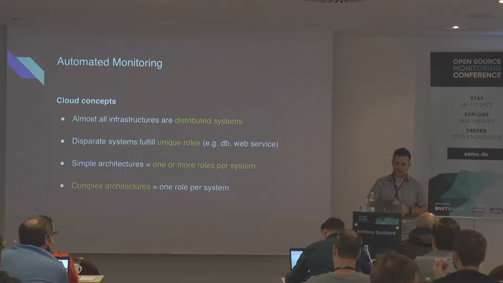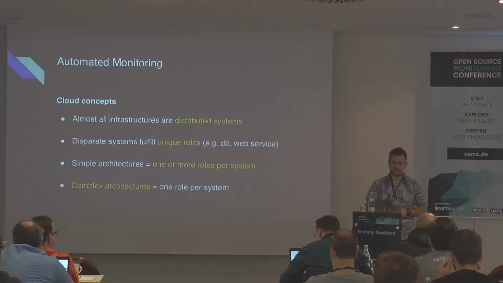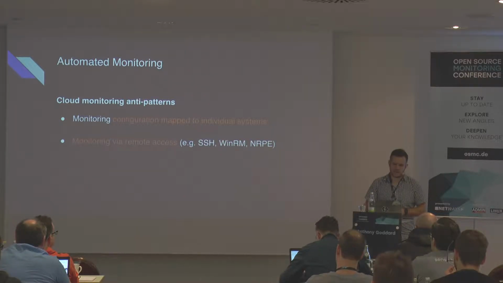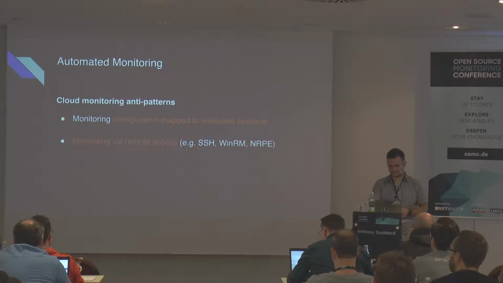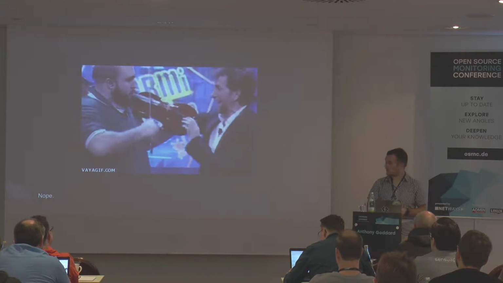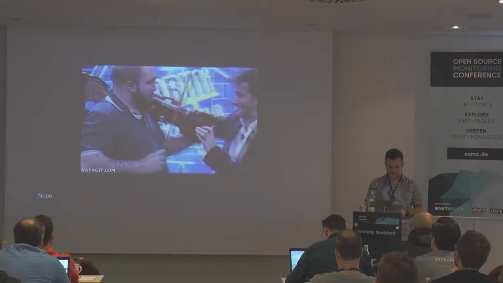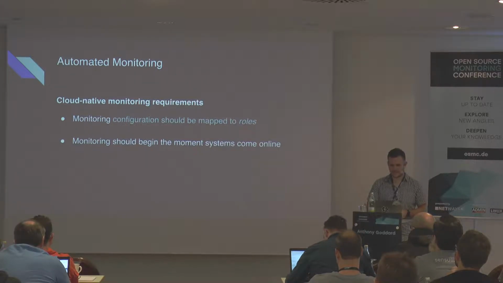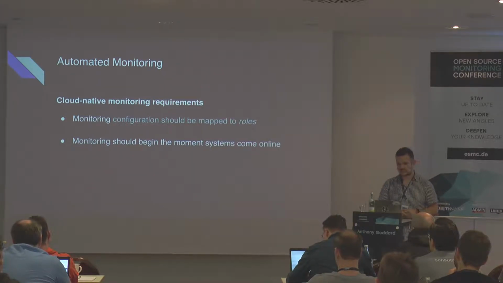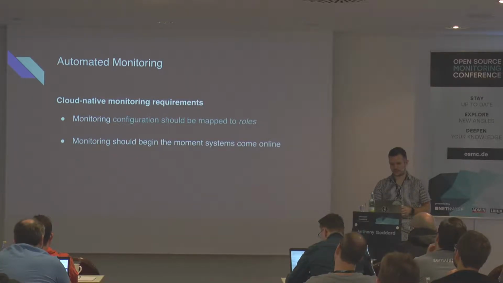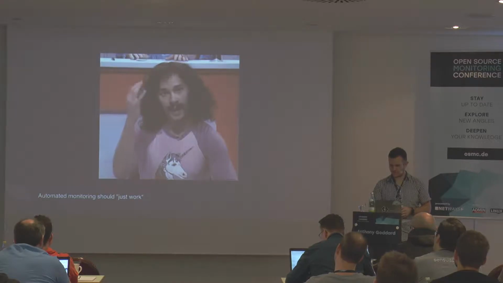So to conceptually think about how we monitor the roles versus how we monitor the systems themselves, I think is important. Some anti-patterns there are mapping configuration to individual systems, which is probably an anti-pattern versus mapping to roles. And anything that requires remote access to a specific system falls in the same vein. We feel like that is doing it backwards. So configuration should be mapped to roles, and monitoring should begin at the moment that a system comes online. It should just work.